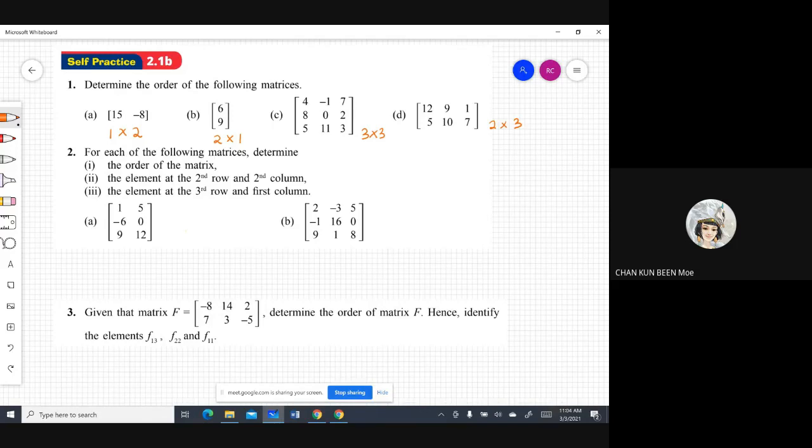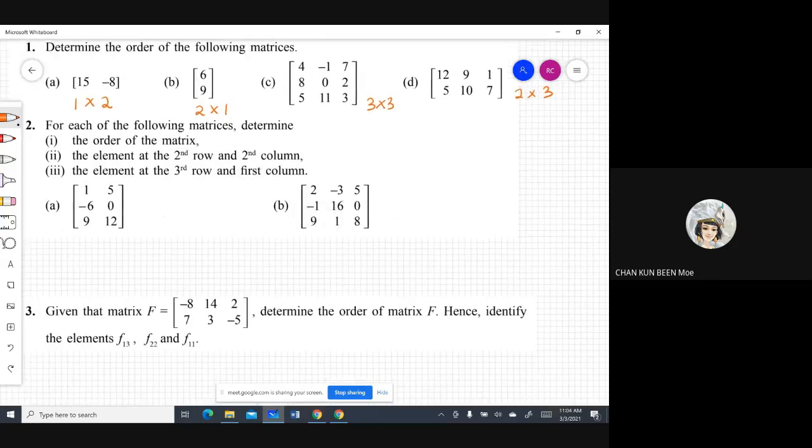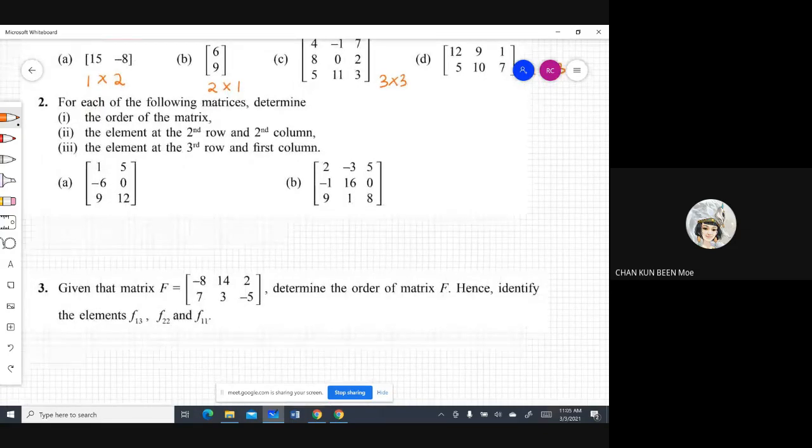Okay, for question number 2, for each of the following matrices, determine number 1, the order of the matrix, number 2, the element at the second row and the second column, and the third, the element at the third row and the first column. So each of it, you have to find out 1, 2, 3. Same with the second question, 1, 2, 3.